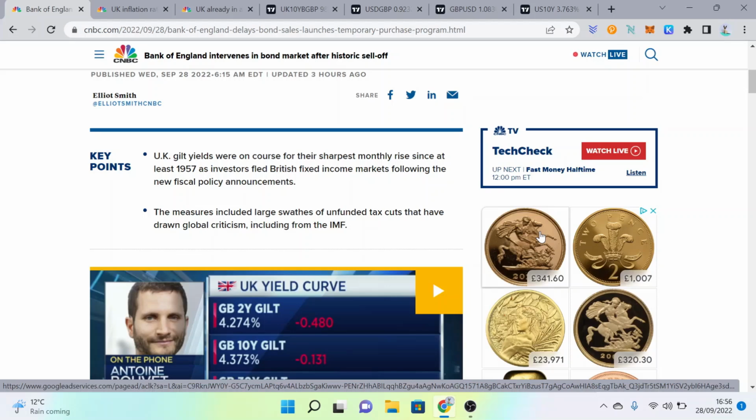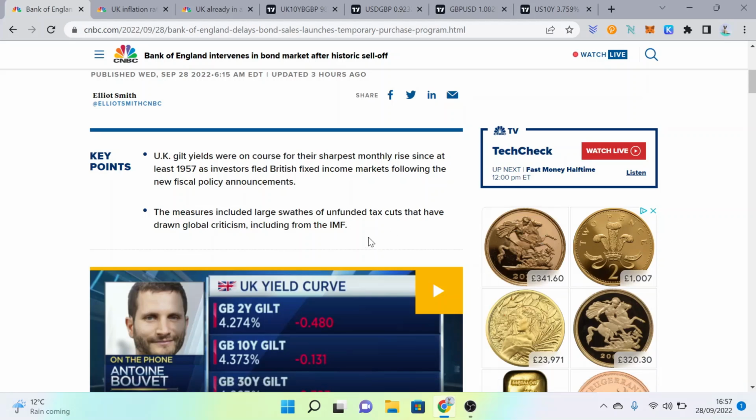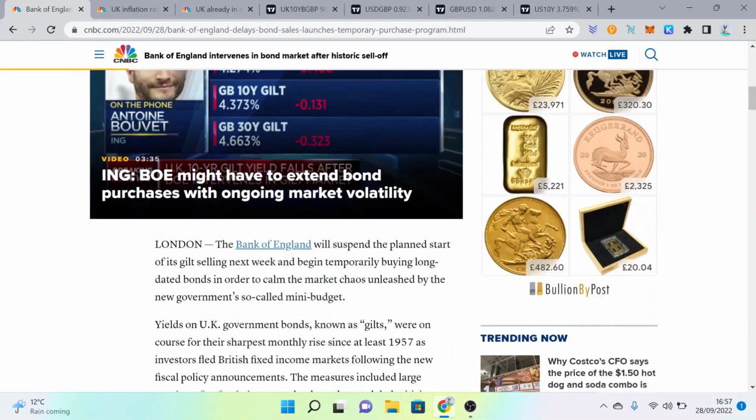So this is getting blamed on Liz Truss's tax cuts, essentially. I don't think that's the case. I think that may have amplified it, but it's kind of like blaming Lehman for the 2008 financial crisis. It was going to happen, and Lehman were a huge catalyst for it, whether it was Lehman or another investment bank. So the measures include large swathes of unfunded tax cuts that have drawn global criticism, including from the IMF.